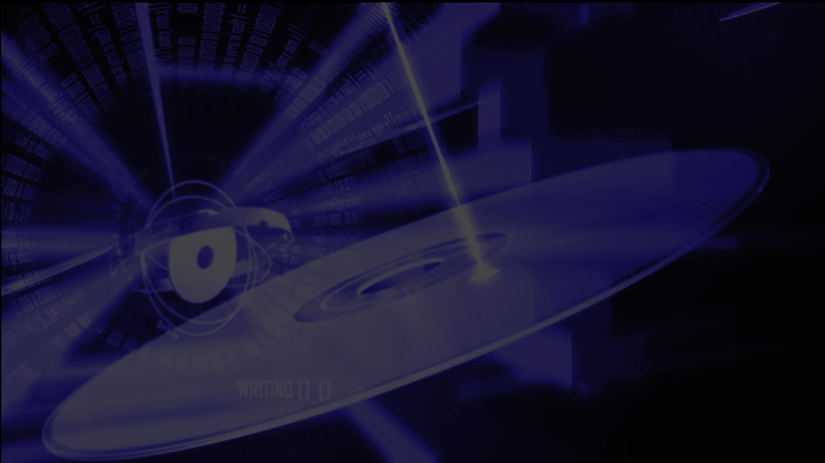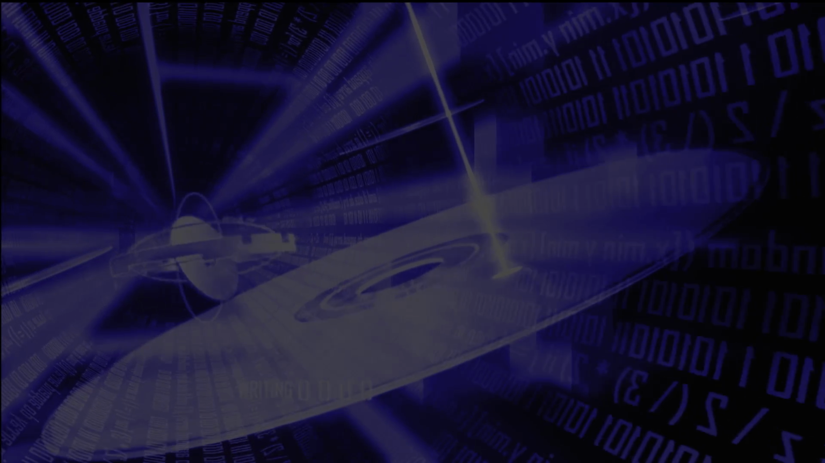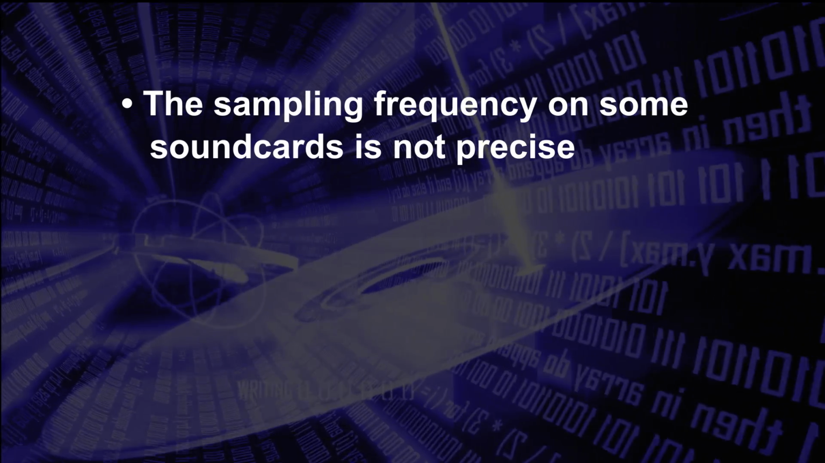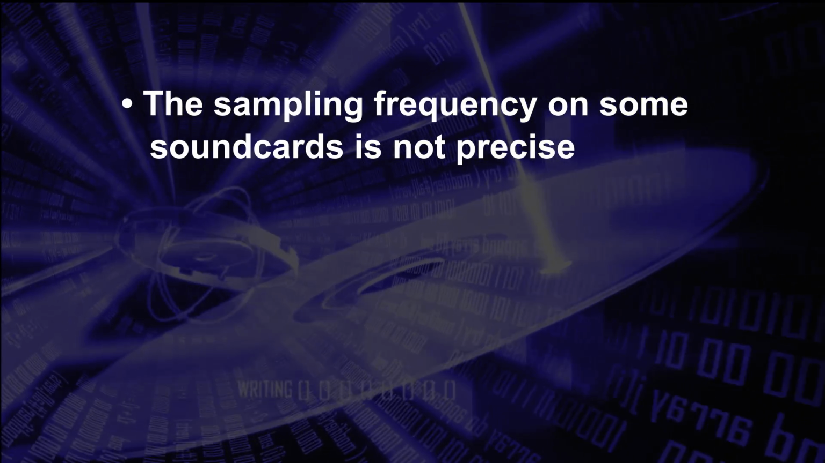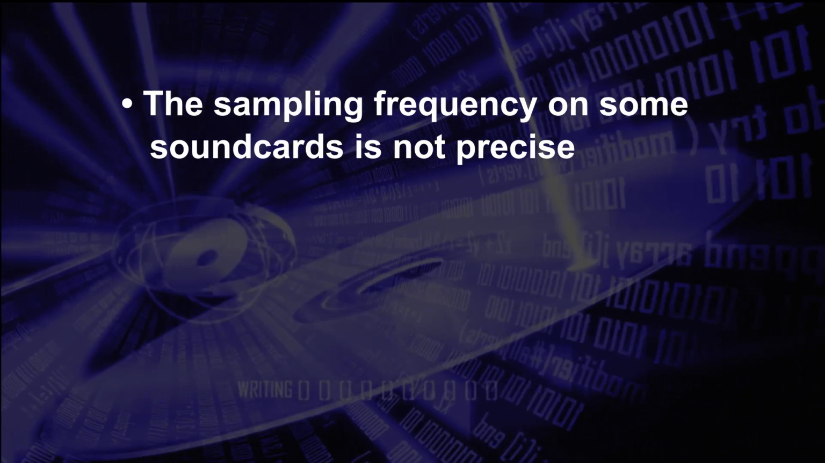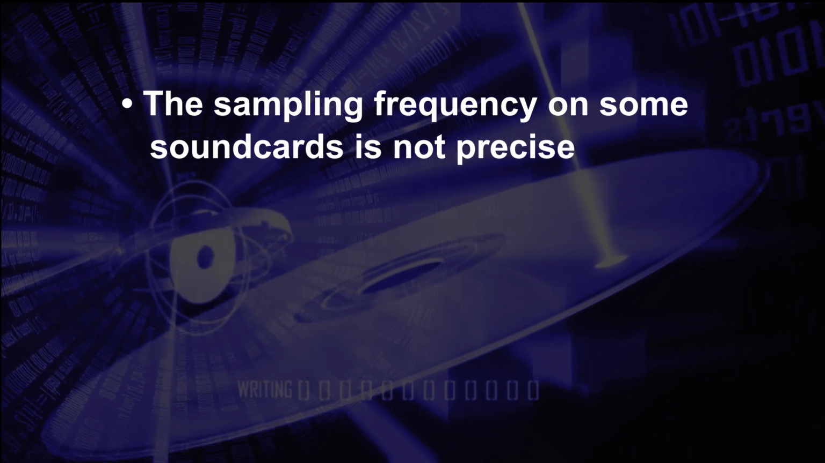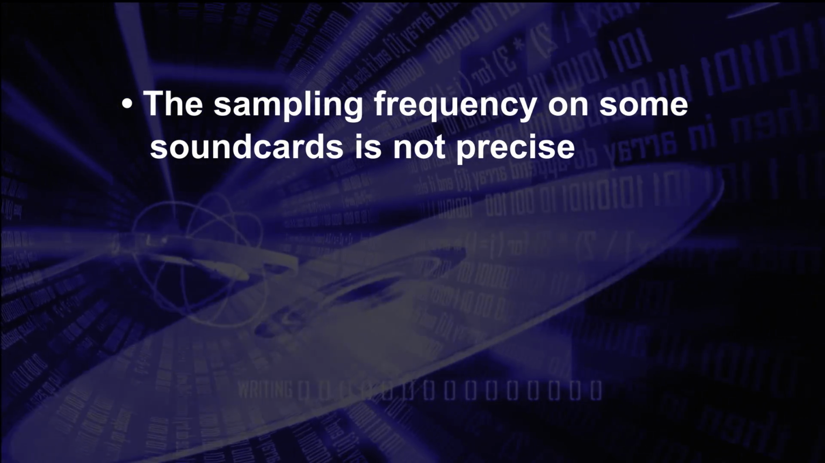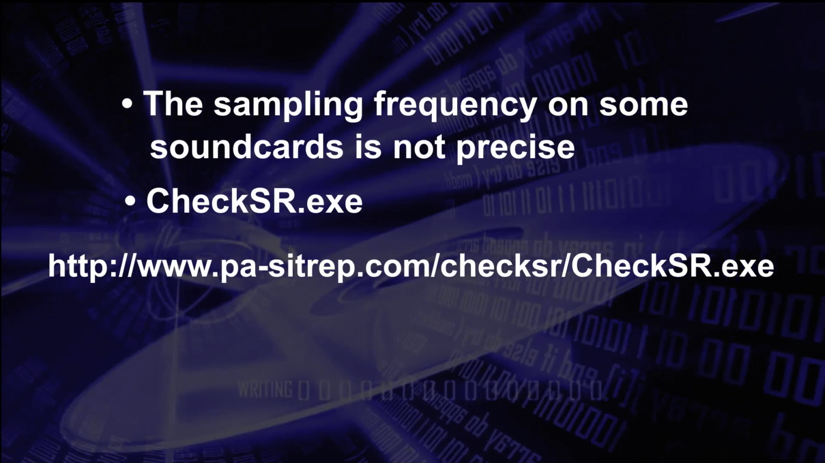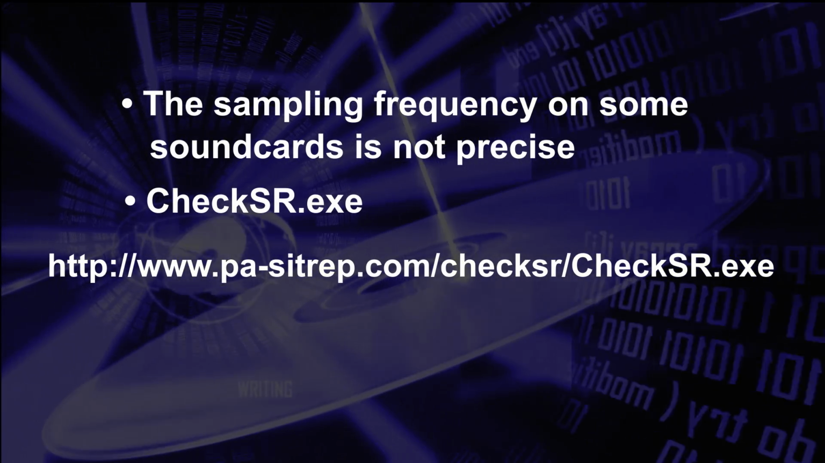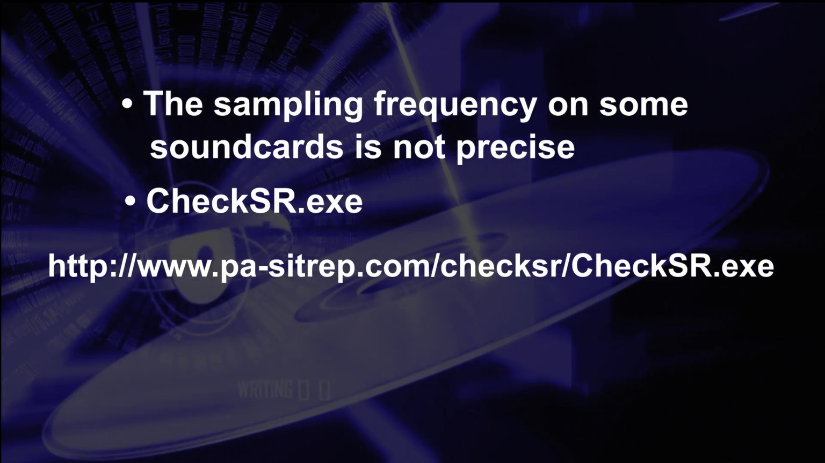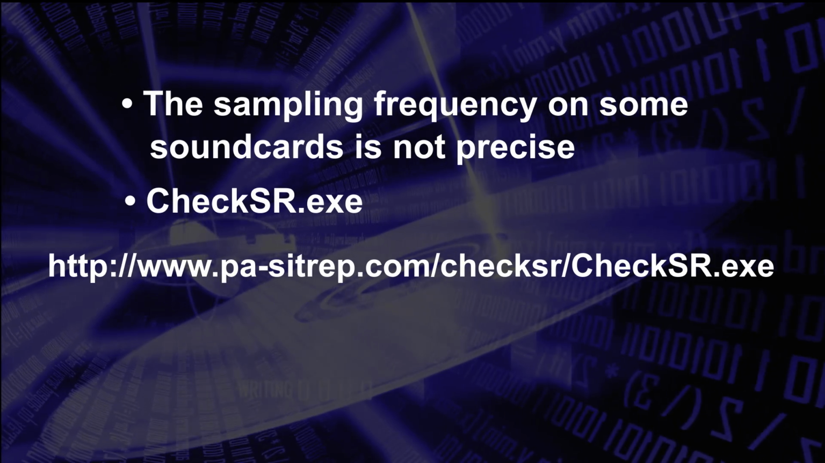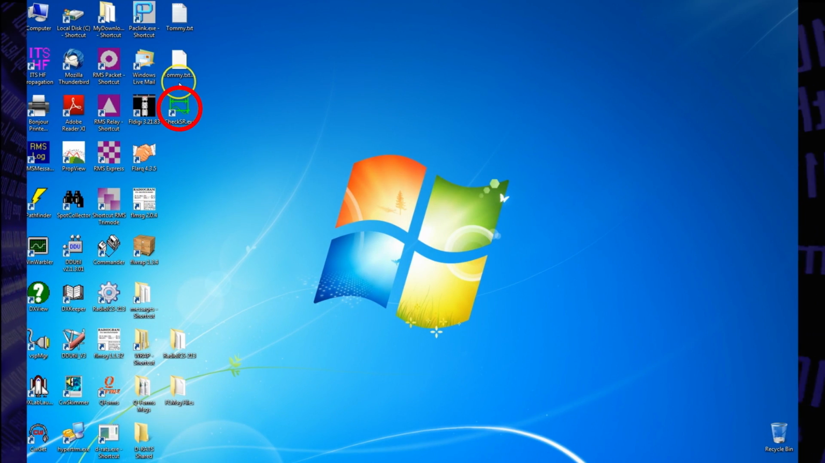Now the next step is not required, but is recommended. The sampling frequency on some sound cards is not precise, so we will measure how much our sound card deviates from normal. We will use a utility program called checksr.exe, available at the link shown on the screen. I have downloaded checksr and placed a shortcut on my desktop.